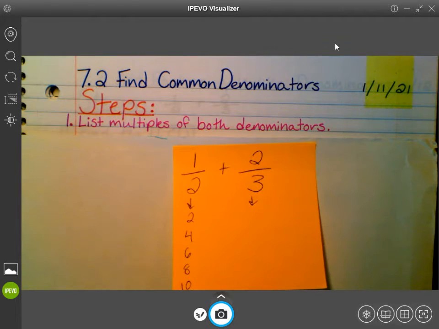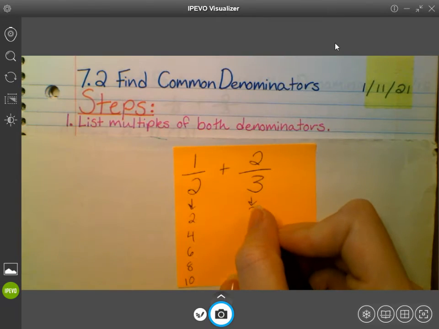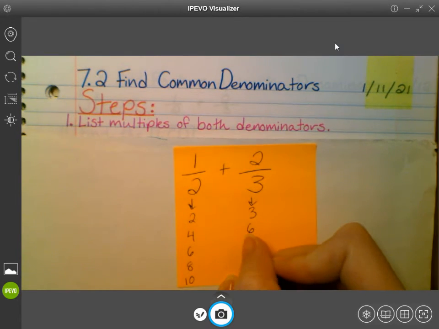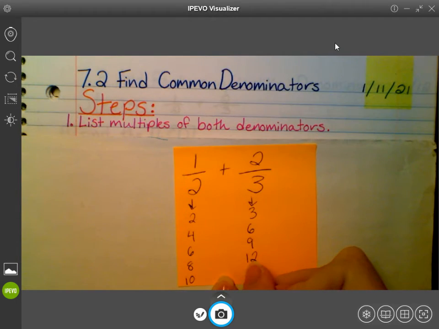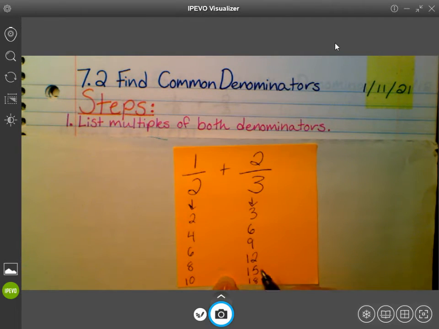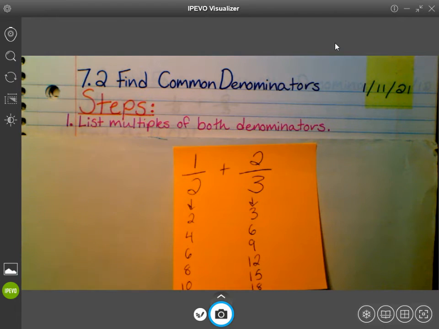3, 2, 1, 0. Say them with me as I write them. 3, 6, 9, 12, 15, 18. We're going to stop there. Now, there are lots of multiples, right, for 2 and 3?